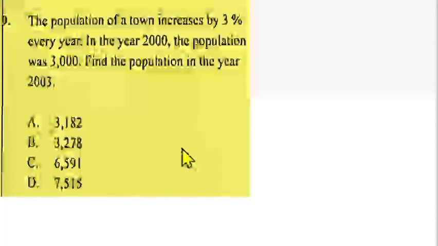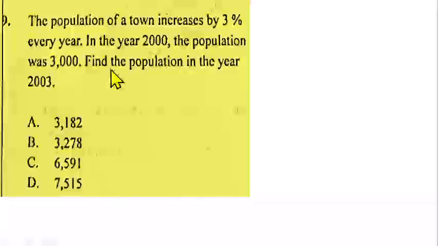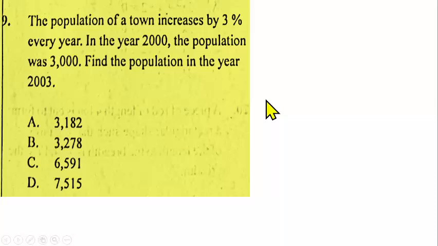Question number 9 is also from the arithmetic of finance. You are told that the population of a town increases by 3% every year. In the year 2000, the population was 3,000. Find the population in 2003.